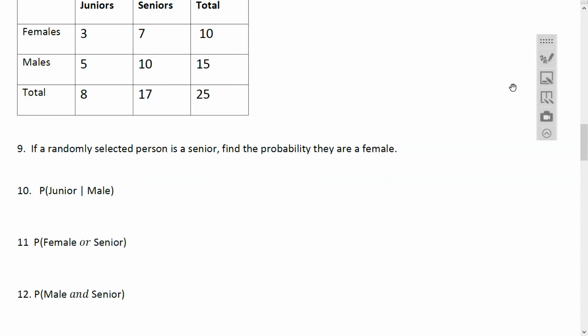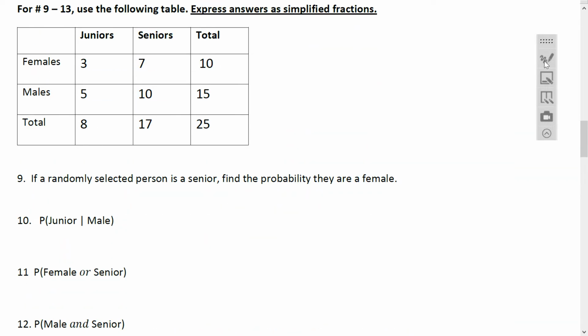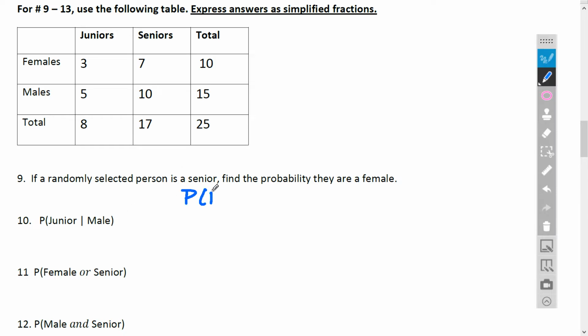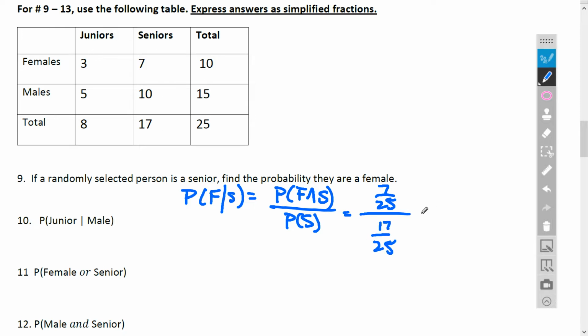Okay, so for the next couple, we have our frequency table here. If a randomly selected person is a senior, find the probability that they are female. So this is probability of female given that they are a senior. Okay, so we can find that by doing the probability of female and senior and dividing that by the probability that they're senior. So female and senior, 7 over 25. That is divided by the probability of senior, which is 17 over 25. Okay, which is 7 over 17.